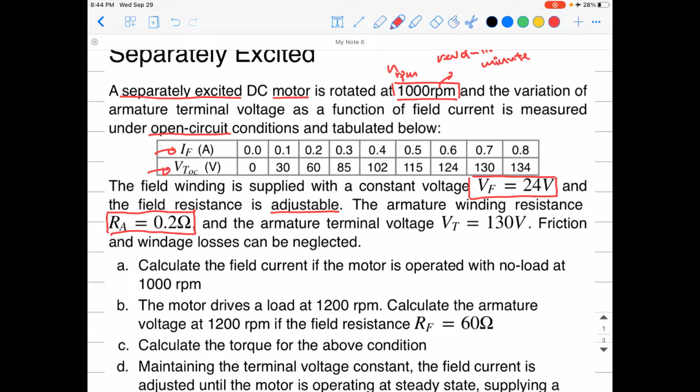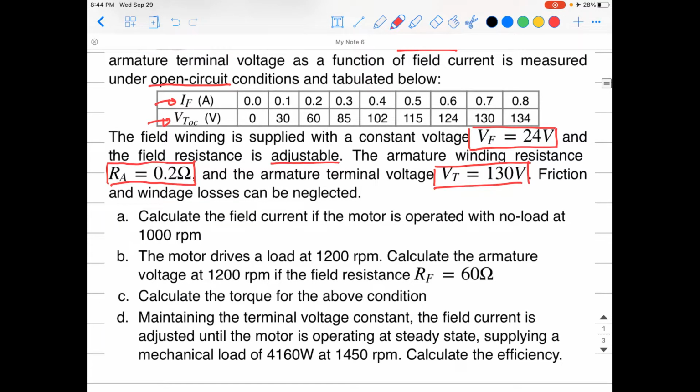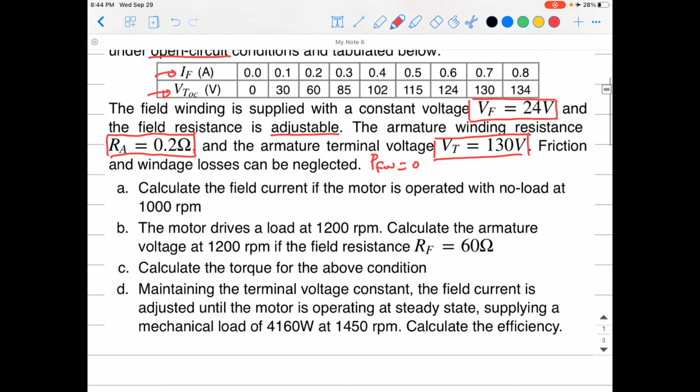And the armature terminal voltage VT is 130 volts, so that's also a constant value used. Friction and windage losses can be neglected, and that's good. So PFW, the mechanical losses, the friction and windage losses, can be neglected, so it's 0. Okay. What's needed now? A, calculate the field current if the motor is operated with no load at 1000 RPM.